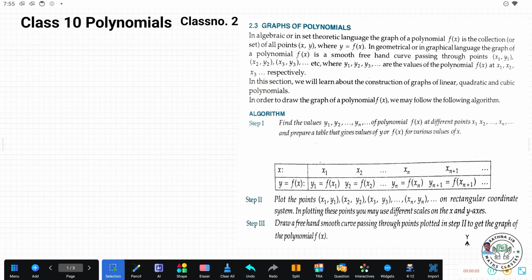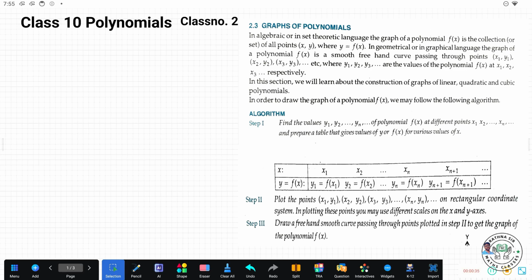So this is class number 2, class 10 polynomials. In class 1 we have discussed the introduction to polynomials, that is what you have learned in the previous classes, right? In this class we are going to discuss graphs of polynomials. I'll read this out, you please pay attention.